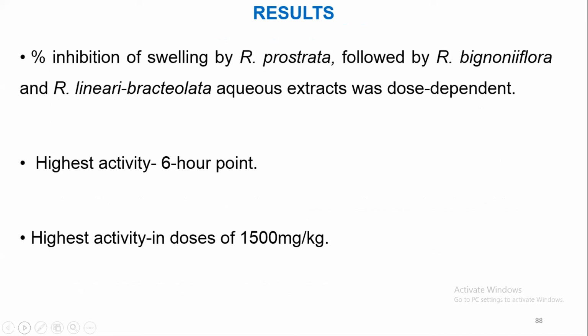Results. Percentage inhibition of swelling of the 3 species, Ruellia prostrata, Ruellia bignoniflora, and Ruellia linearis bracteolata, both aqueous and organic methanolic extracts, was dose dependent. Highest activity was at 6 hours, and highest activity was at a dose of 1500 milligrams. It was found that in all these extracts, both aqueous and methanolic, for doses of 1000 milligrams and 1500 milligrams, there was no statistical significance between the two doses.